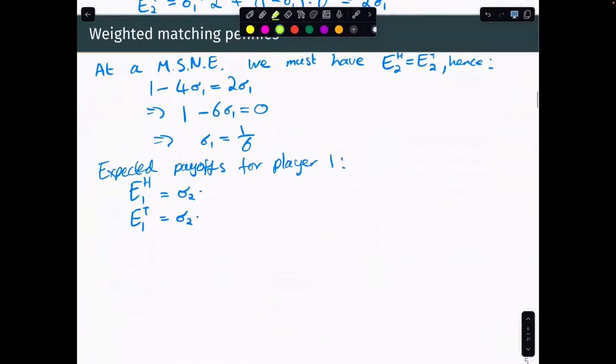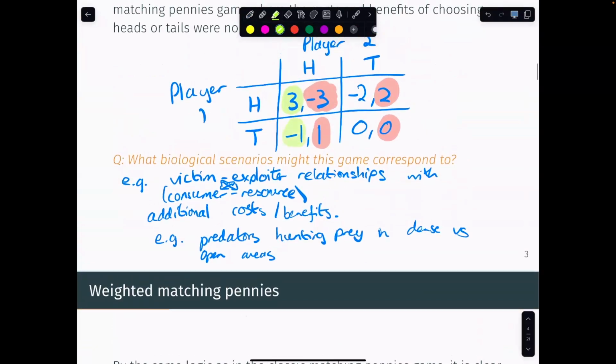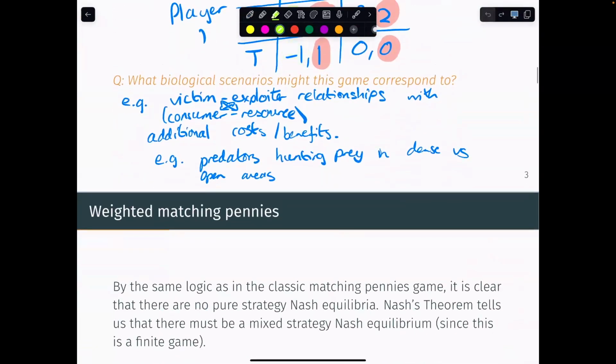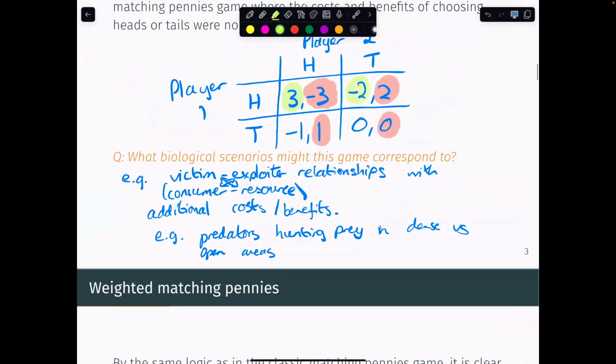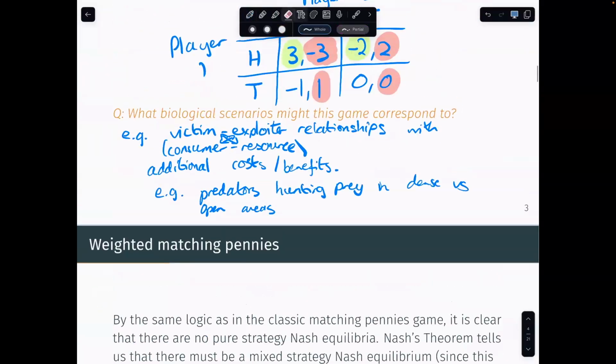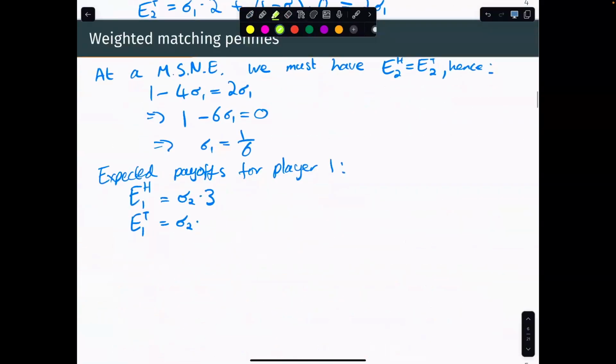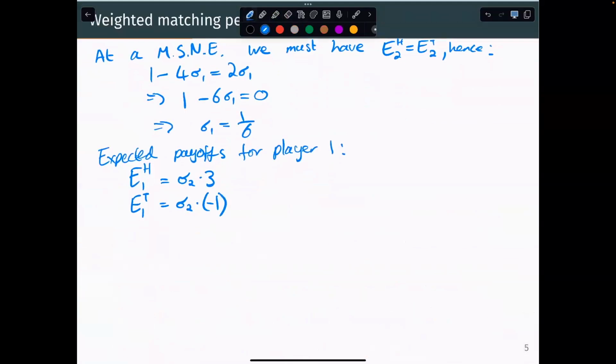So that's where our 3 comes from down here. And if player one plays tails and player two plays heads, the payoff is going to be -1. Oh no. If player one is playing heads and player two plays tails, with -2, sorry. Oh no, I was right. Sorry, I've got ahead of myself. Let me just take a step back. If player one plays tails, sorry, and player two plays heads, then we have -1. So we have -1 here. Okay. Now we look at the probability that player two plays tails, which is 1 minus sigma 2.